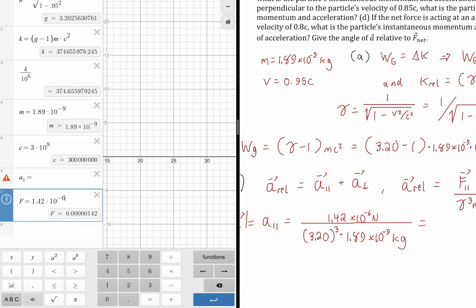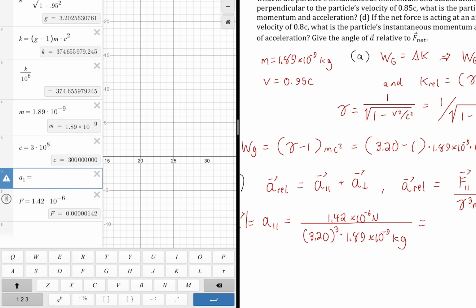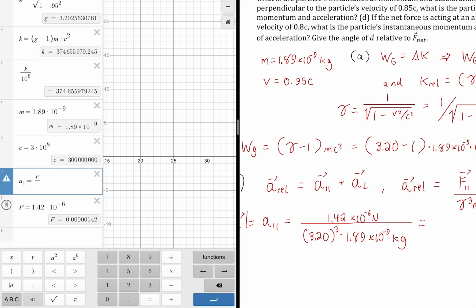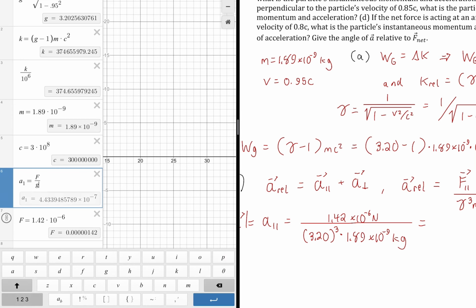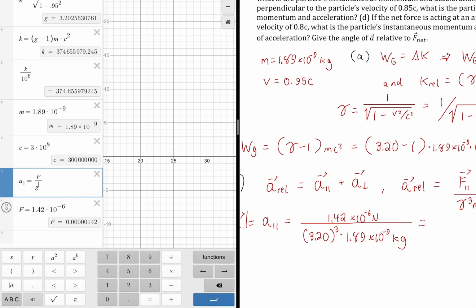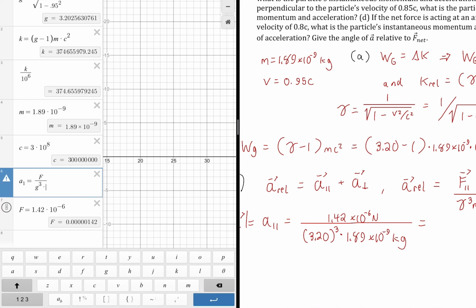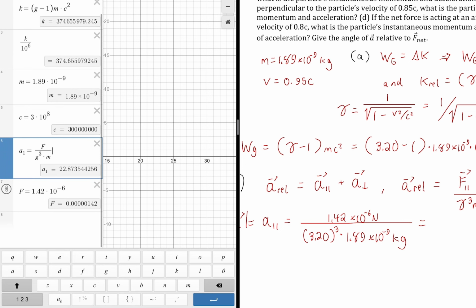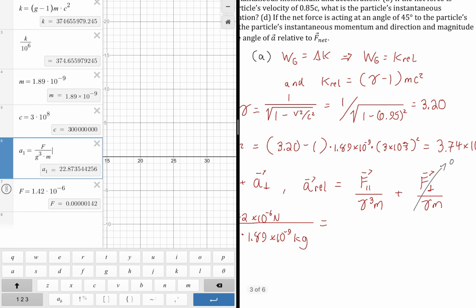Okay, all right. So then back to this one, we're actually going to have F. We'll divide by gamma cubed and everything. So let's drop our F in the numerator. All right, down here we'll put our g cubed term because that's representing our gamma. And then it looks like we're just going to multiply by m. Okay, so there we have it. And we end up with 22.9 meters per second squared. Okay, excellent. So that's one of our values from part B.